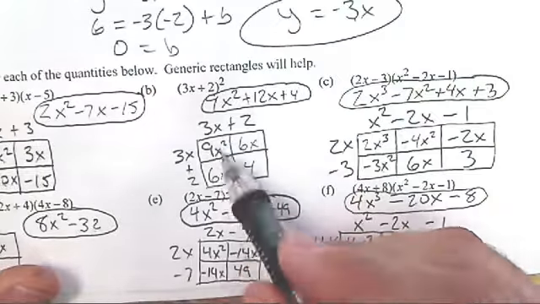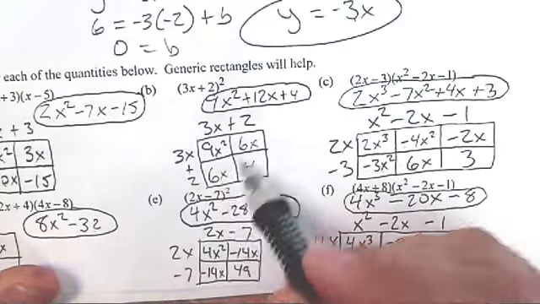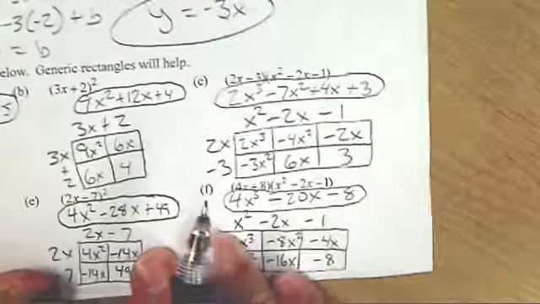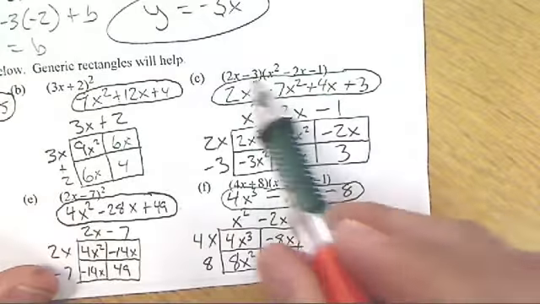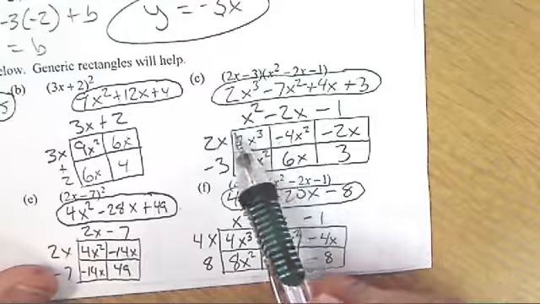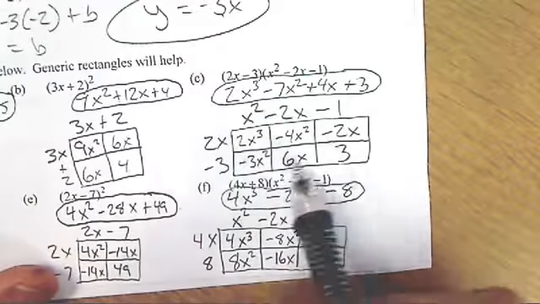Same thing here. There's the 9x squared, 6x, 6x, and 4. Add the 6x's together and you get the 12x. 2 by 3, so my generic rectangle is a 2 by 3. Find the area of each one of these little rectangles.